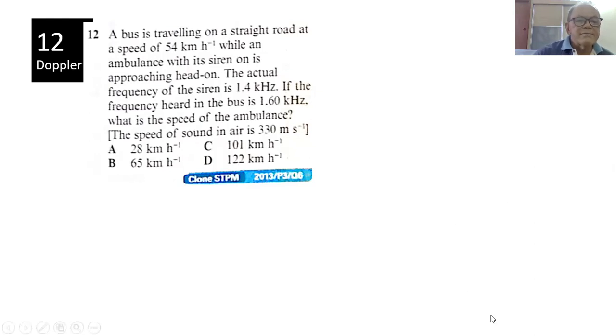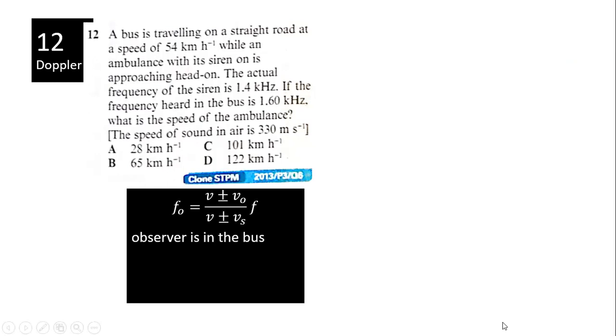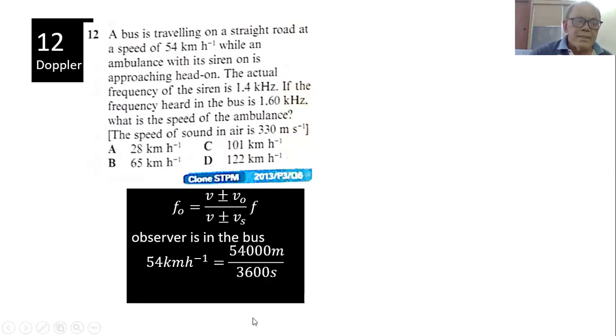Speed of sound is given. So as I always say, memorize the formula, know how to use it. Observer is in the bus, so the observer is moving. Change it to meters: 54 kilometers over 1 hour. Change it to meters, we just times 1000. Then 1 hour is 3,600 seconds. So what's your answer?